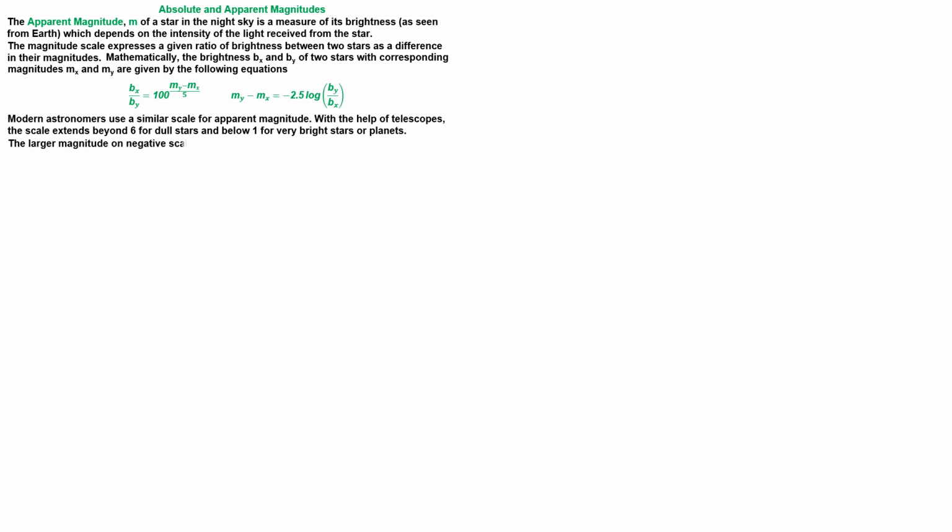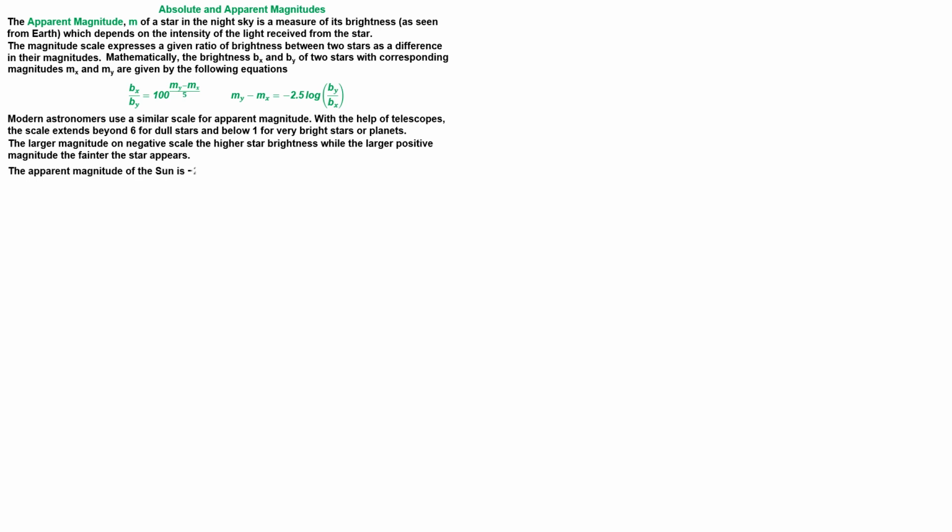Modern astronomers use a similar scale for apparent magnitude. With the help of telescopes, the scale extends beyond 6 for dull stars and below 1 for very bright stars or planets. The larger the magnitude on the negative scale, the higher the star's brightness, while the larger the positive magnitude, the fainter the star appears. Let's see how this works by solving two problems involving apparent brightness and apparent magnitude.